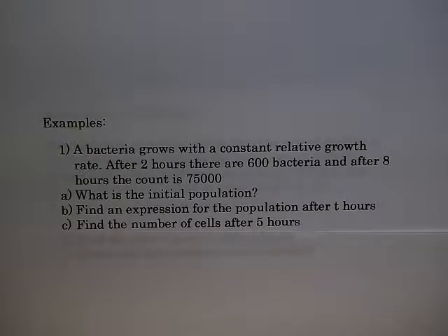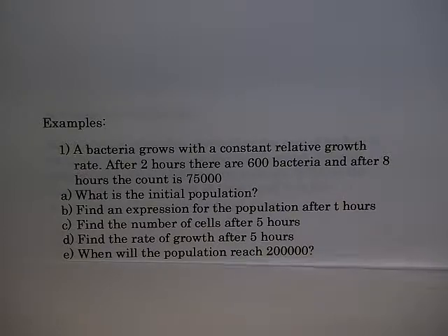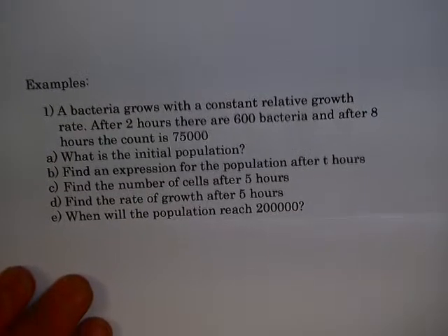A bacteria grows with a constant relative growth rate. After 2 hours, there are 600 bacteria, and after 8 hours, the count is 7,500. What is the initial population? Find an expression for the population after t hours. Find the number of cells after 5 hours, and find the rate of growth after 5 hours. When will the population reach 200,000?